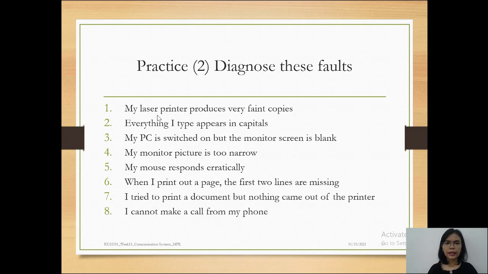So for example, my laser printer produces very faint copies. If the fault is, let's say, your printer is running out of ink, so that's the fault. You can say it sounds as if your printer may have run out of ink, or it sounds as if your printer has run out of ink. Or you can say your printer probably runs out of ink, or your printer must have run out of ink. Those are ways of diagnosing the faults. That's the example for number 1, and you do it until number 8.